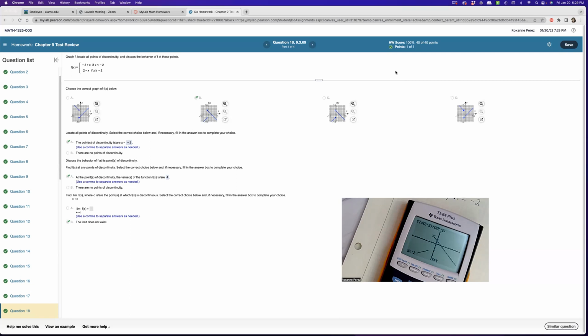Okay? And then the same thing. The point of discontinuity, it's asking us for the limit of f of x as x approaches -2. Is there a limit? Well, no, we can see that there's not a limit because this line graph and this line graph are not approaching the same value. So the limit does not exist for this function.